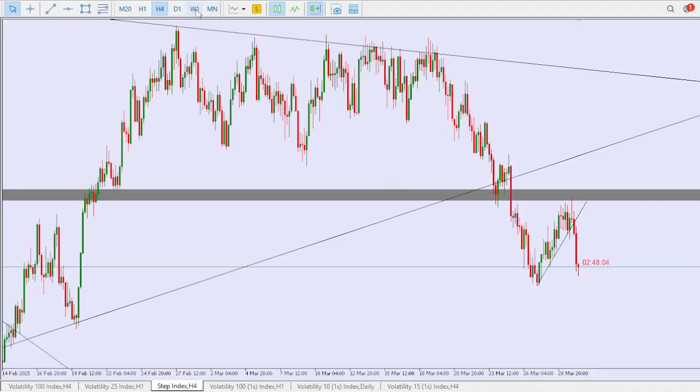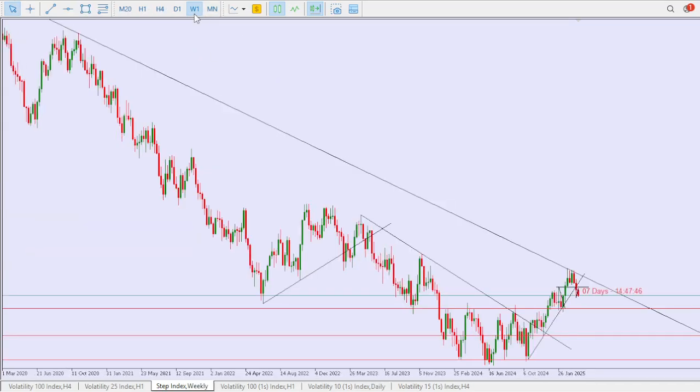Guys, I said I was going to drop a video on Step Index. Unfortunately for me, I missed this entry because it came very late last night, and while I was watching Volatility 100, I had actually slept off. But be that as it may, I'm going to do a full breakdown of this trade, why I was looking for a sell, and what we're actually looking out for on this particular commodity, which is Step Index.